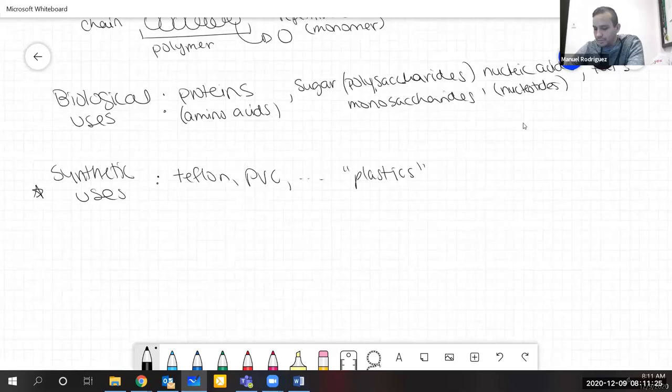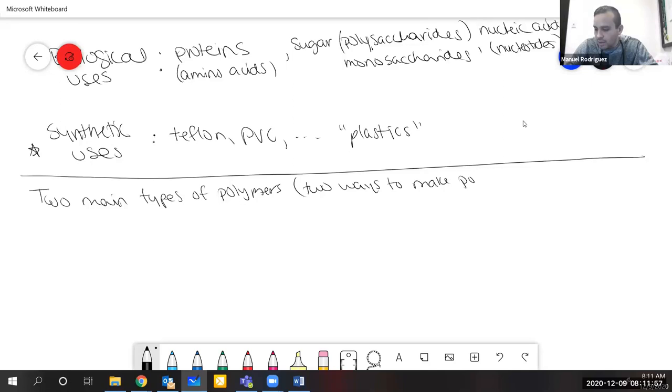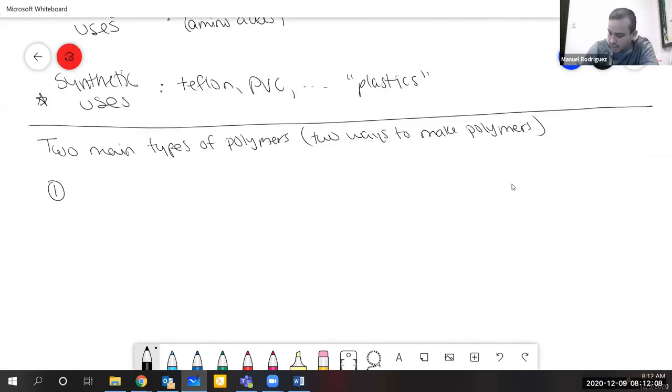But in terms of chemistry, there are two main types of polymers. This means whether they are organic or biological or synthetic, there are two main types of polymers. There are two different ways to make polymers. The first way that we make polymers is by addition reactions. We call them addition polymers.